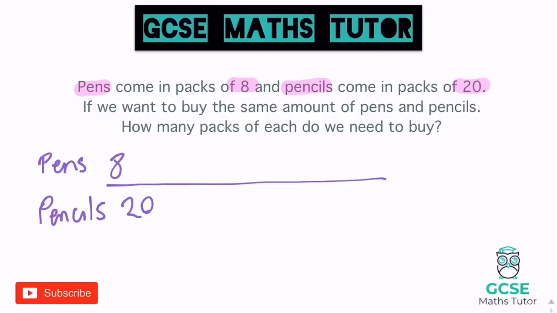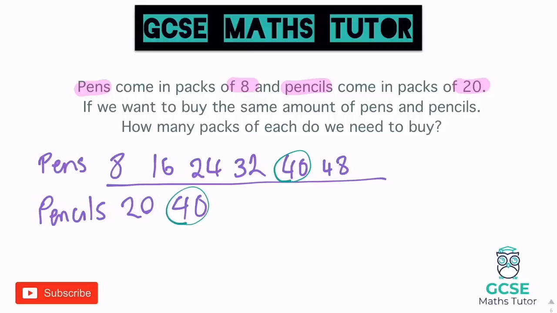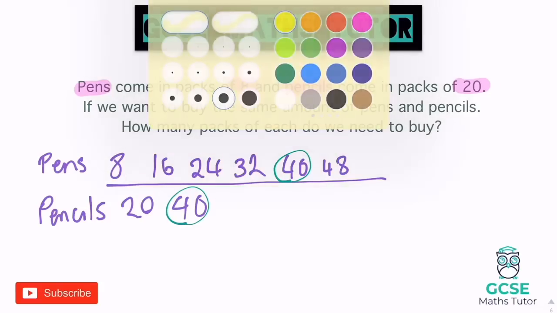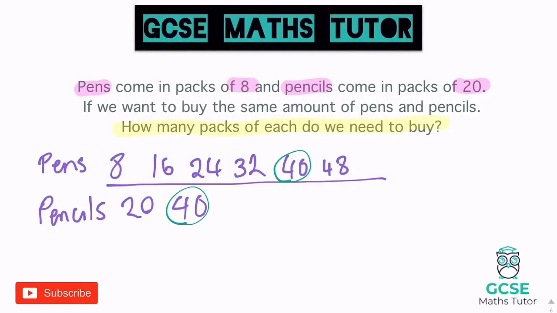Okay, so 8, 16, 24, 32, 40, 48 and so on, but actually I've just spotted there that 40 is going to be our next one in the pencils. So 40 is our lowest common multiple, but the question said, I'm just going to highlight this, how many packs of each do we need to buy? So having a look at this, the pencils, that's on the second pack, isn't it? So 2 packs of pencils.